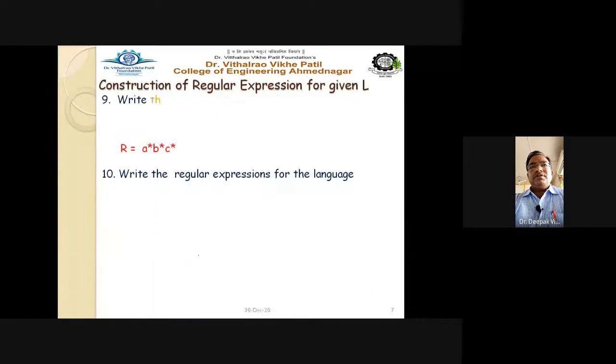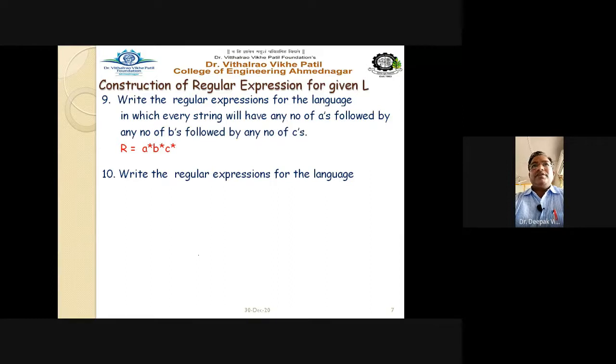It is very simple. There is no such trick; you just have to apply your logic. Write the regular expression for the language in which every string will have any number of A followed by any number of B followed by any number of C. It is very simple. Regular expression R equal to A star dot B star dot C star. The simple regular expression. Once again, read the question: the language consists of strings, and the string has a fixed format.